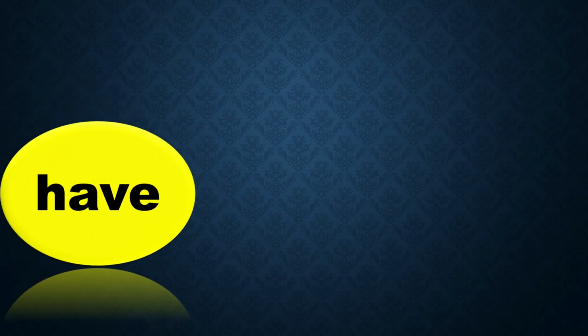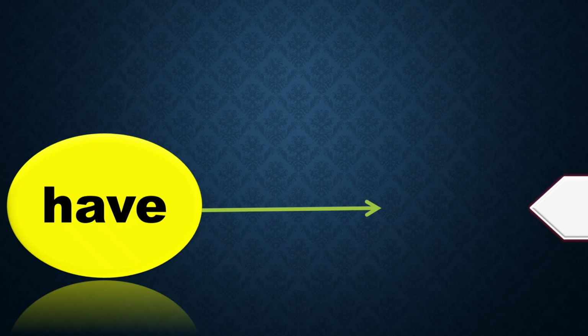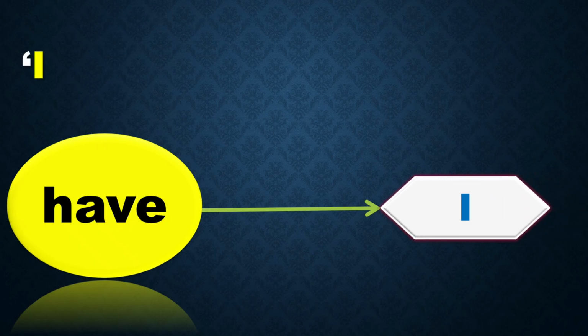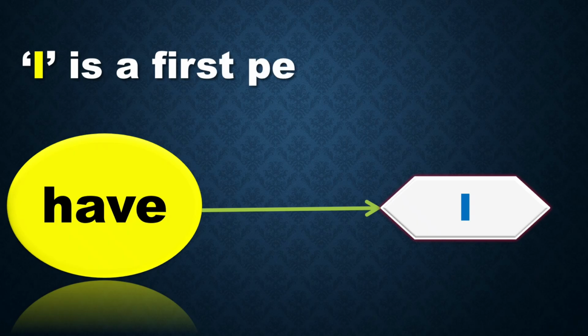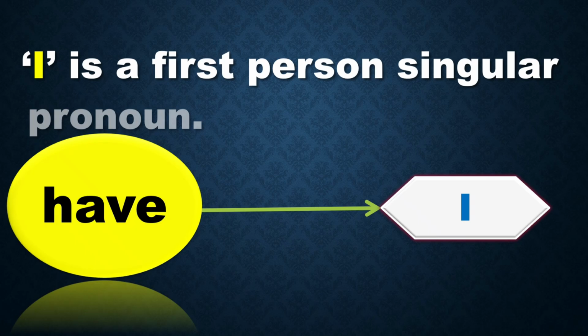Now another one more thing we all have to understand. Have is used with pronoun I. Now you must be thinking, previously I told you we have to use have with plural pronouns or nouns. But now I is a singular. Then too we have to use have along with I, because few are exceptions. I is a first person singular pronoun. That's why we have to use have along with pronoun I. I have.